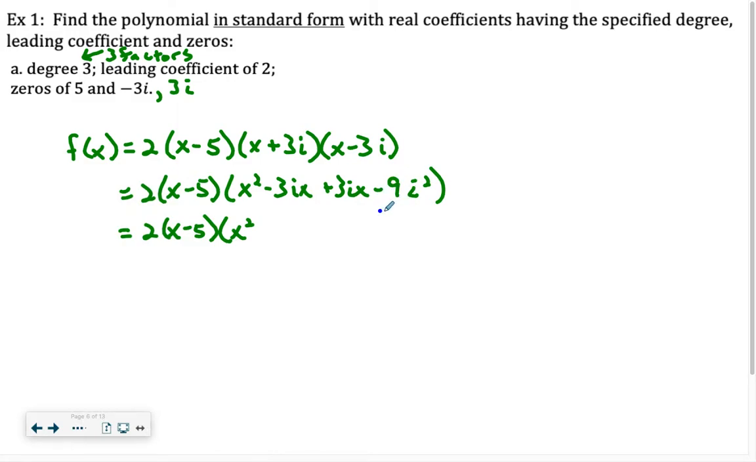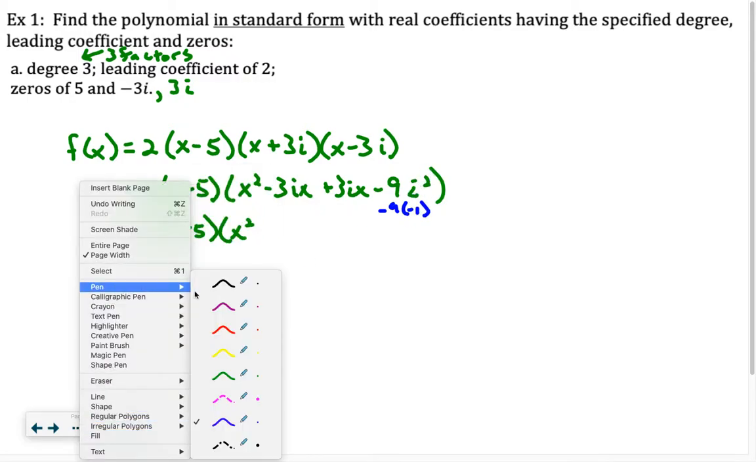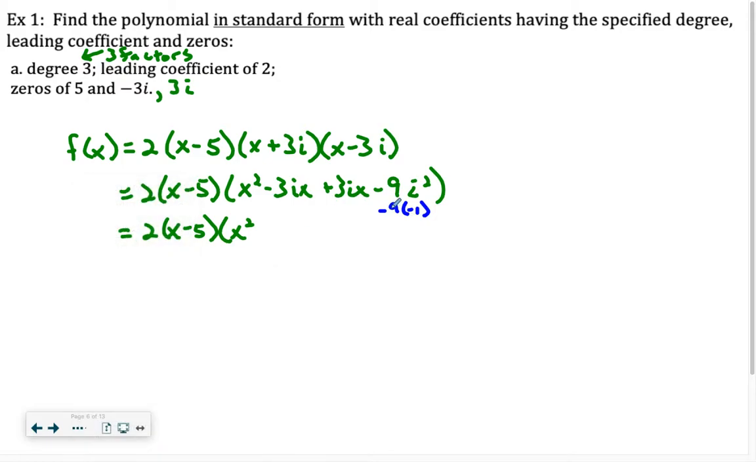So this part here would actually be negative 9 times negative 1, right? I squared is just equal to negative 1. So when I'm simplifying this, negative 9 times negative 1 would just be plus 9, right? This whole thing would just simplify to x squared plus 9.